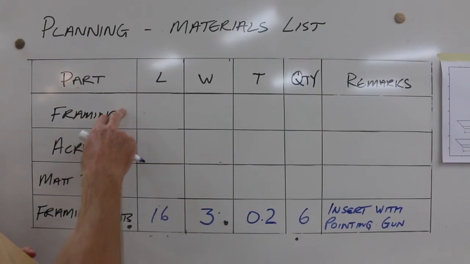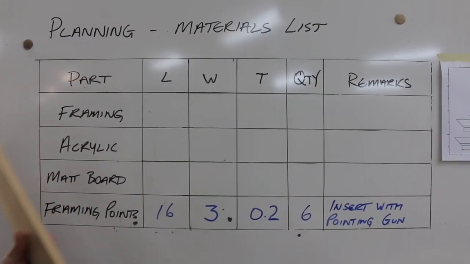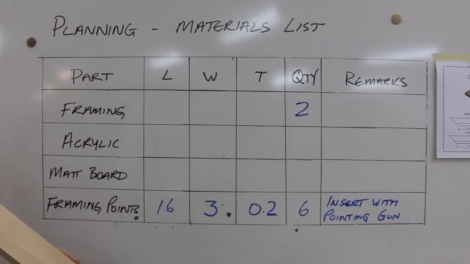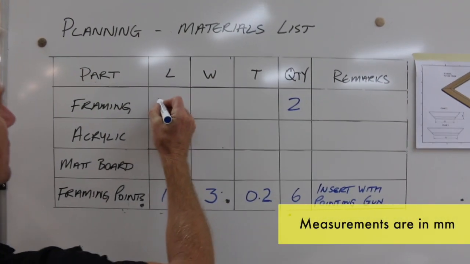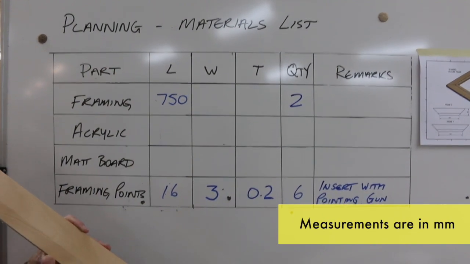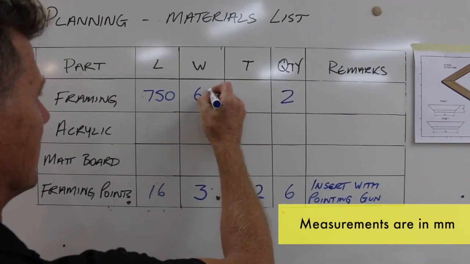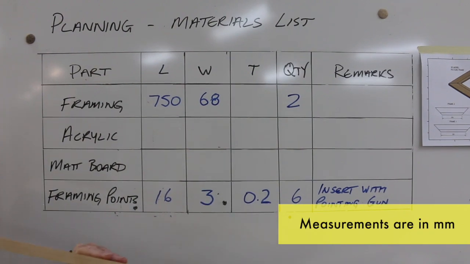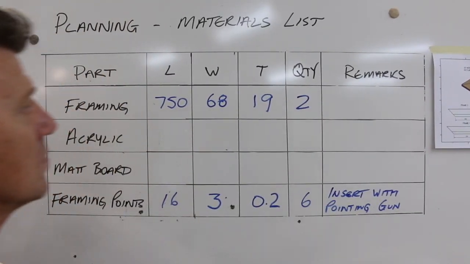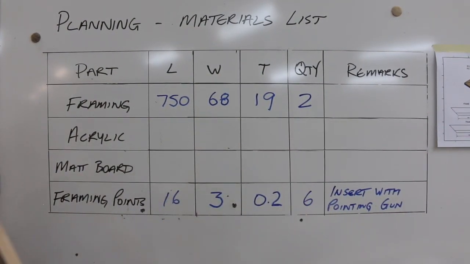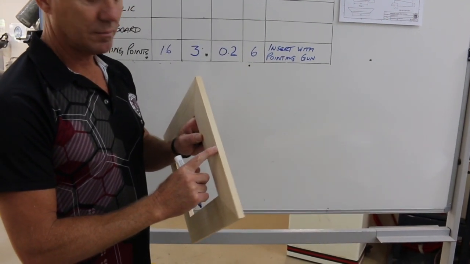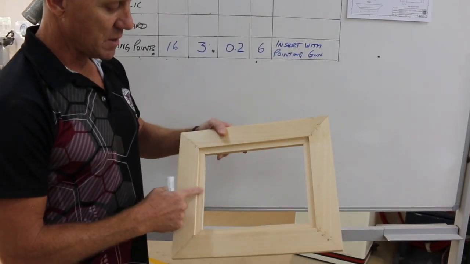So with our framing member, remember I said we had 2 of those, and I said the length we are going to cut to 750mm. The width is 68mm, and the thickness of our timber is 19mm. In the remarks column, I'm going to say that the timber needs a beveled profile and it also needs to be rebated.